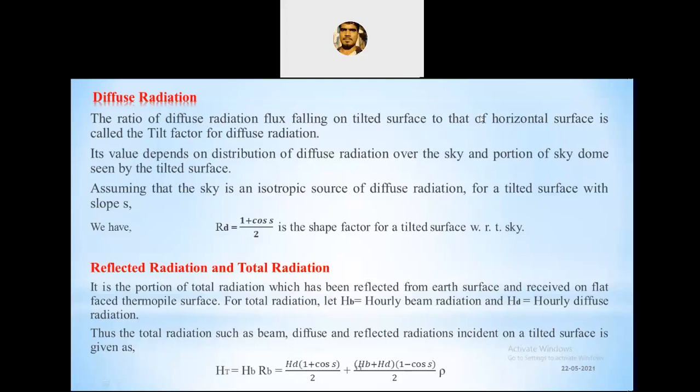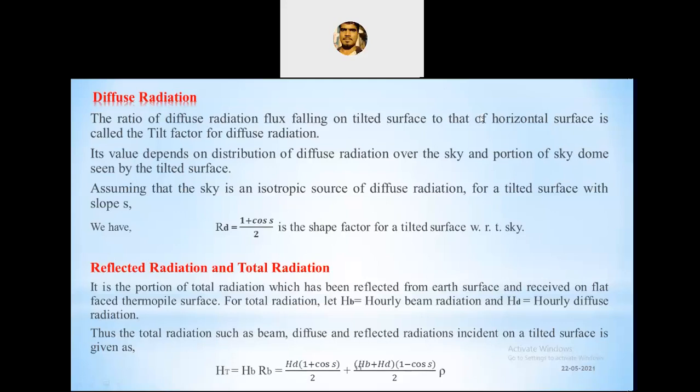If it is a clear sky, diffuse radiation is different. If it is cloudy, or if it is covered by clouds, then diffuse radiation is assumed to be uniformly distributed over the sky. Okay, and this assumes an isotropic source of diffuse radiation for a tilted surface with a slope S, which is given by RD.